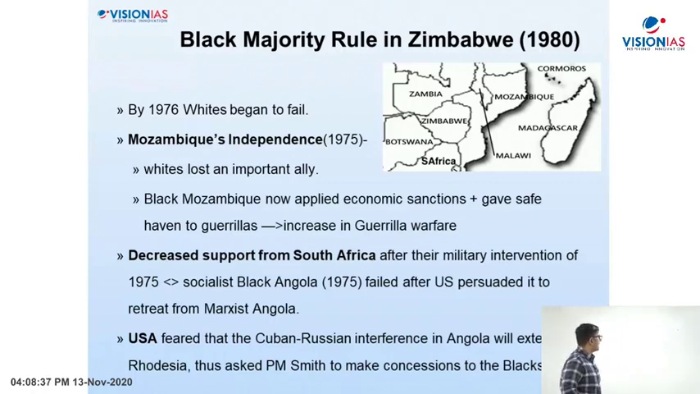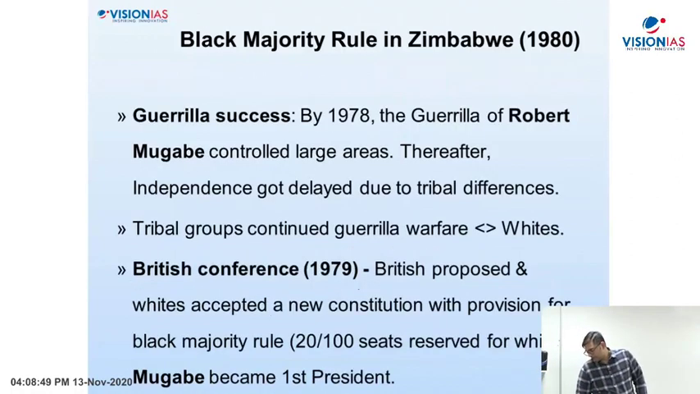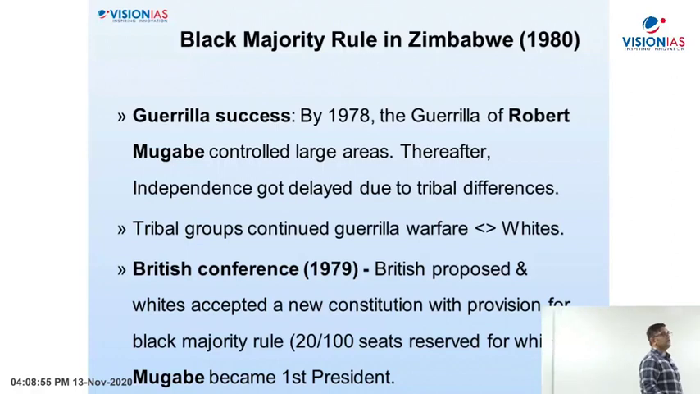Decreased support from South Africa also, because now the US felt that it would result in the spread of communism, right. The remaining details are not needed. Cuba was also involved there. Anyways, a conference was held here, and everything happened. Okay, now let us talk about the French decolonization.